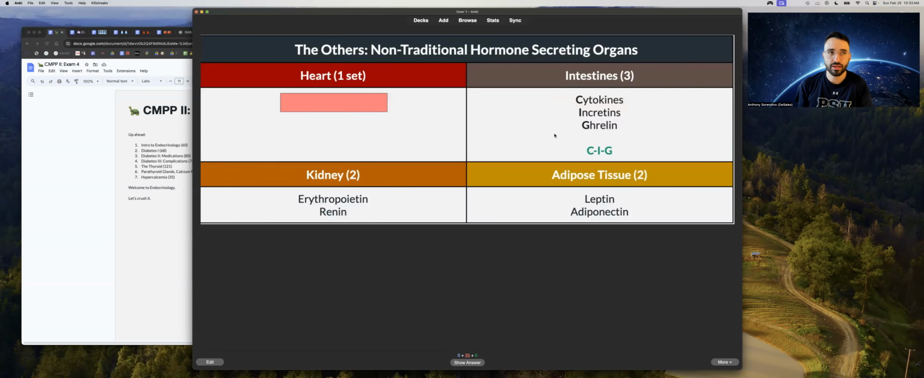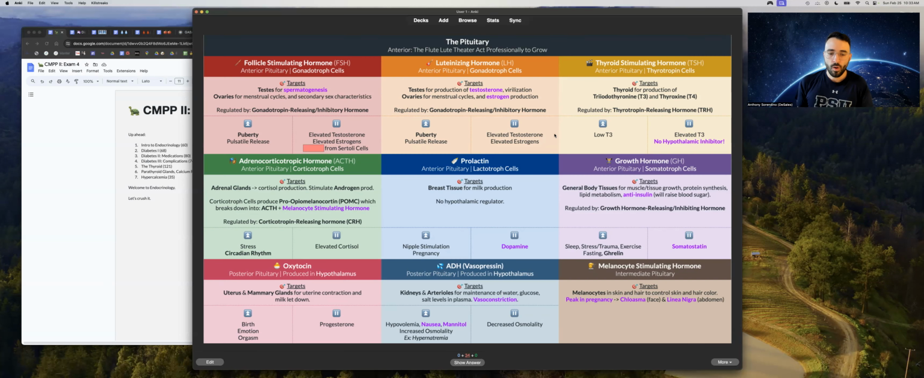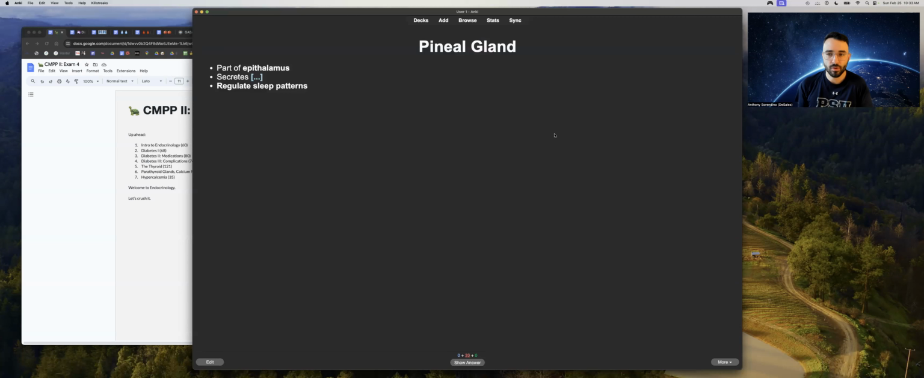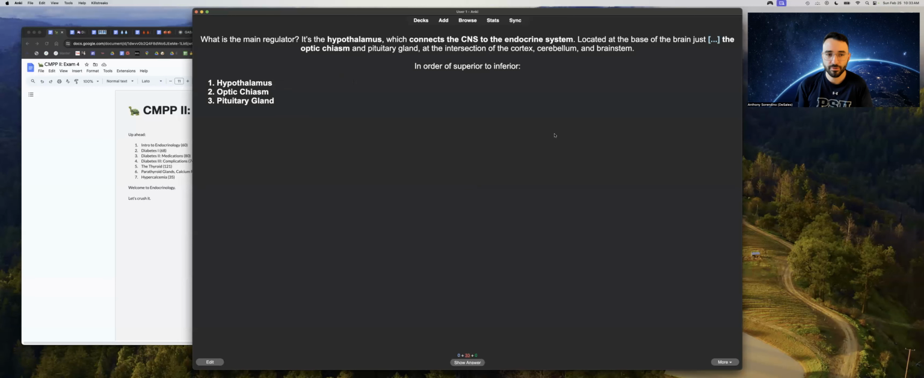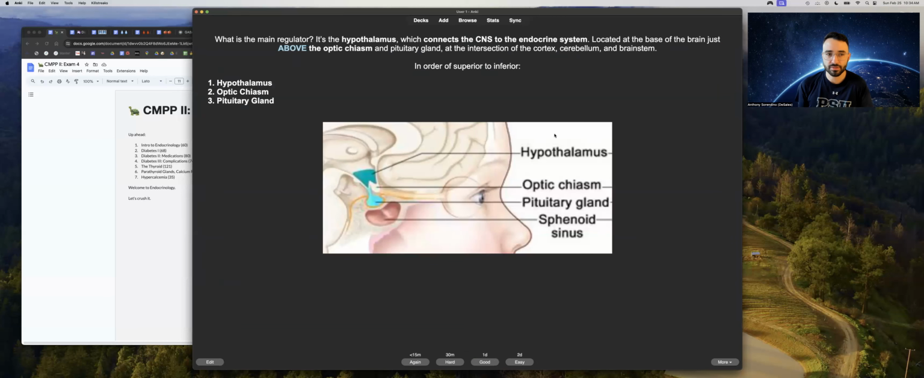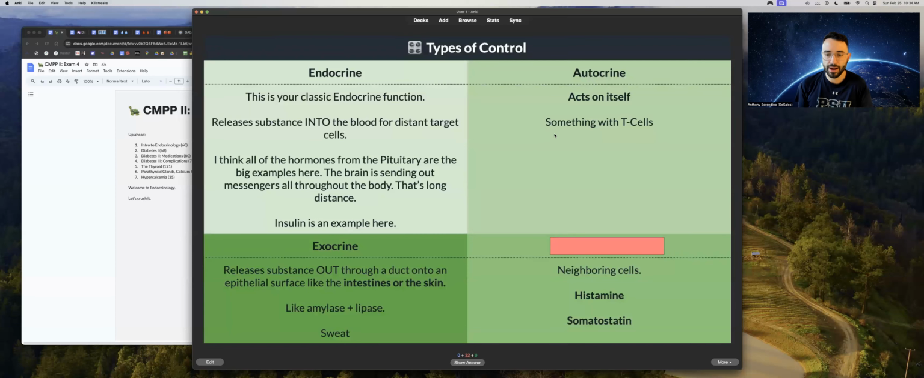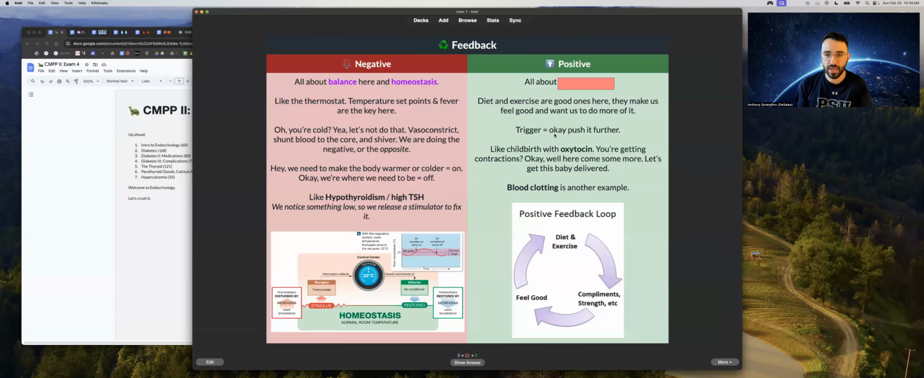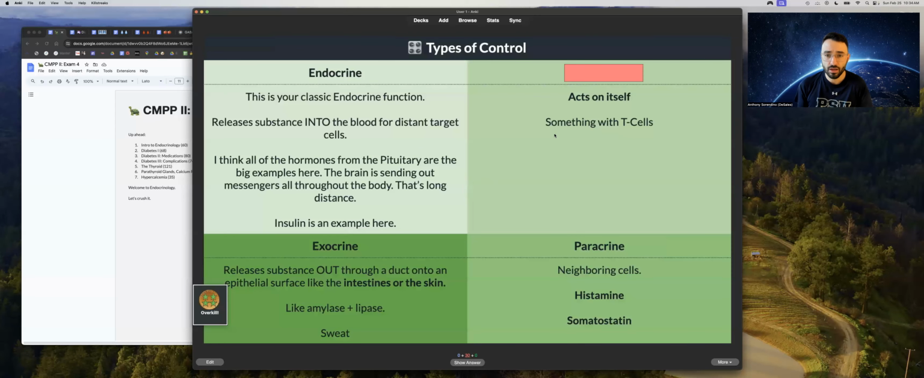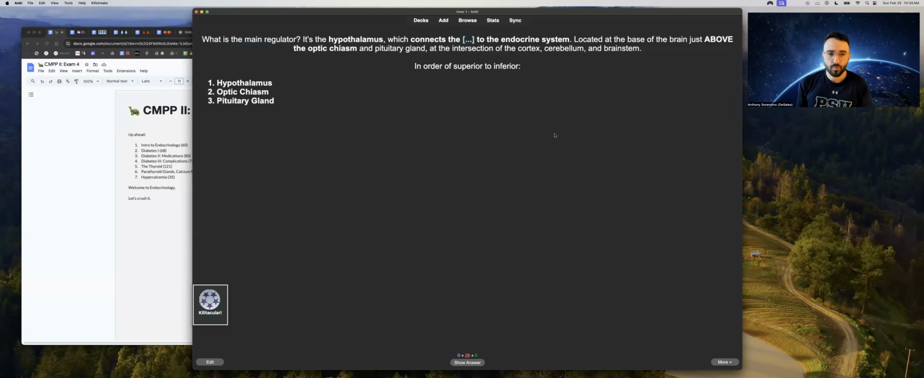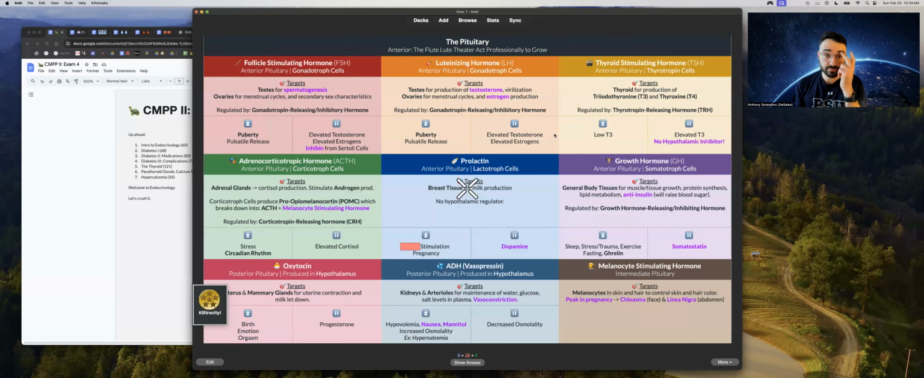Heart, natriuretic peptides. Inhibin. Yeah, we'll see that one again. Pineal gland secretes. Think about it. Melatonin. Good. Located in the base of the brain, just above the optic chiasm. Types of control, bottom right is paracrine. That's our neighborhood, all about positive augmentation. Autocrine acts on itself. What is the main regulator which connects the CNS?